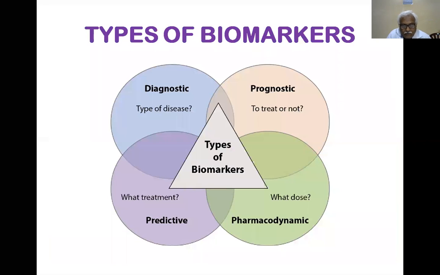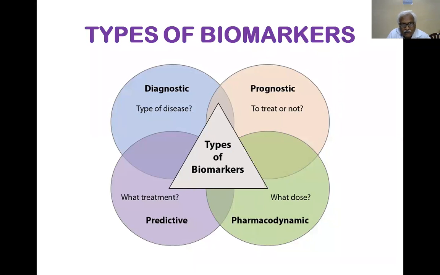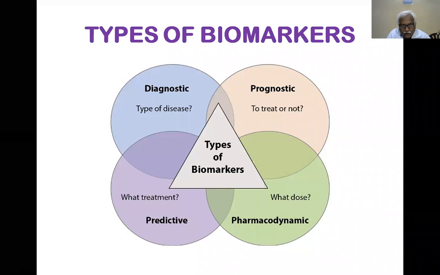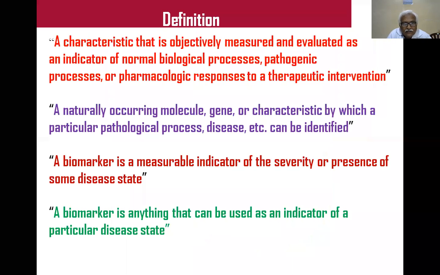So, types of biomarkers. These biomarkers are interrelated and beneficial one on the other, reinforcing one another. Prognostic value: to treat or not to treat. Pharmacodynamic activity: what dosage should be given. Predictive: what type of treatment should be given. And diagnostic: what type of disease the person is suffering from. So a biomarker is a characteristic that is objectively measured and evaluated as an indicator of a normal biological process, a pathogenic process, or a pharmacological response to a therapeutic intervention.